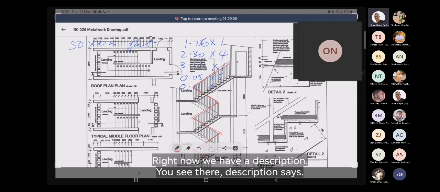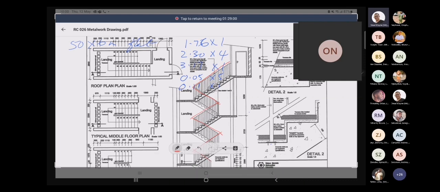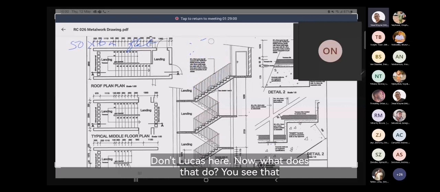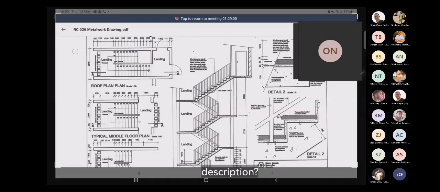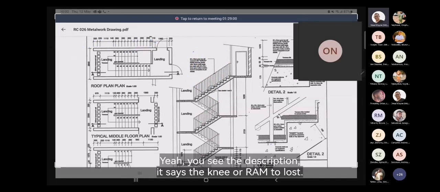Right? Now we have a description. You see the description says knee or ramp to last. What on earth does that mean? Can you see that description that says there, knee or ramp to last?